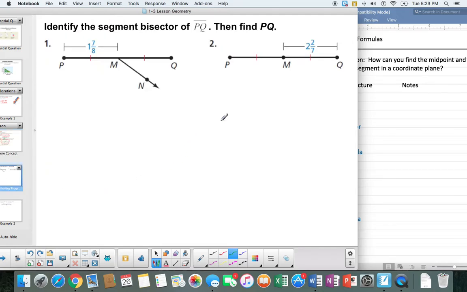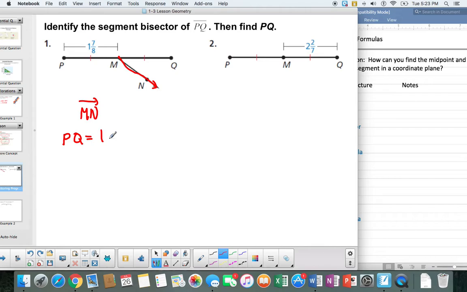Okay, let's go to this problem right here. We want to identify the segment bisector and then find PQ. So this is the segment bisector because that's the midpoint and this is the one that's doing the cutting. So the segment bisector is ray MN. And this is how we would write it, making sure that the endpoint is first. To find PQ, we use the segment addition postulate, this length plus this length.